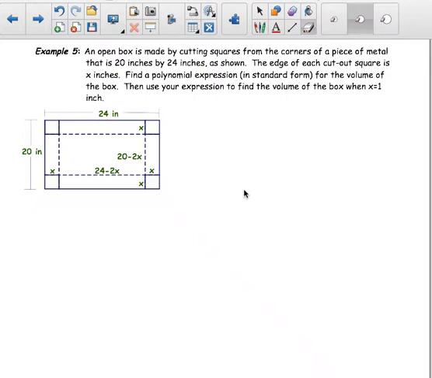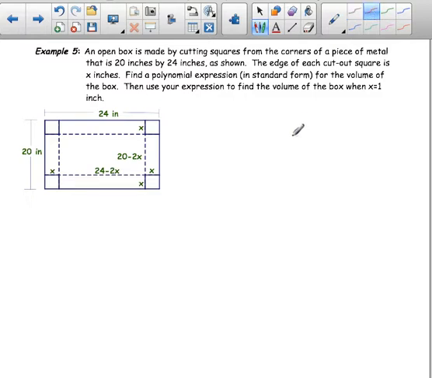This is example 5 from our notes from the packet P.3 about special polynomials. I showed you an example in class of how you can construct an open box from a sheet of paper. In this case, we have an open box that's going to be made by cutting squares from the corners of a piece of metal, which is 20 inches.